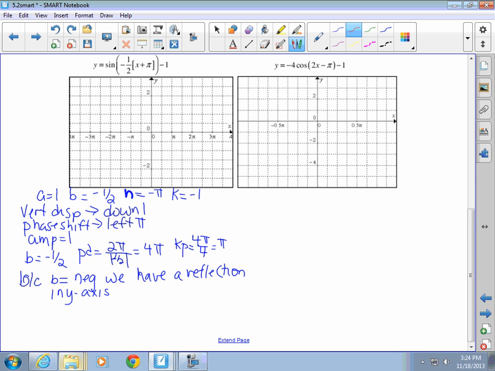I'll do all the phase shifts and everything, but if this graph had just said y is equal to sine 1/2 x plus pi, minus 1, I'm going to draw both of those so that you can see what the reflection did. Okay, so step number 1, my vertical displacement, I'm going down 1. My phase shift is left pi.